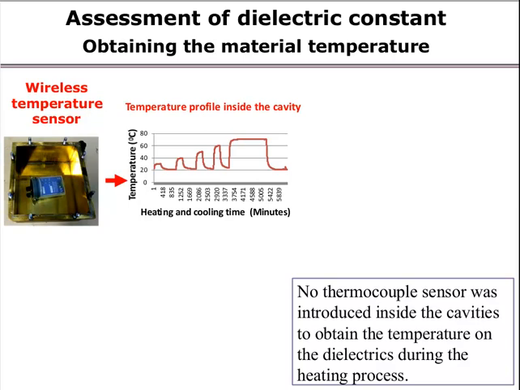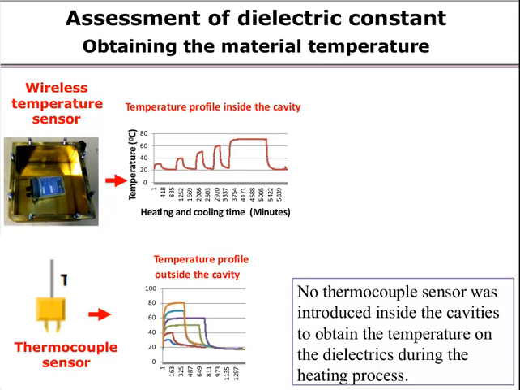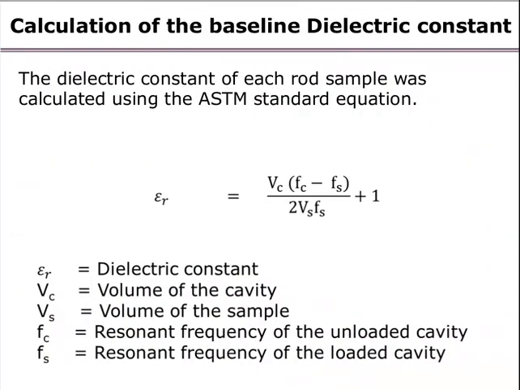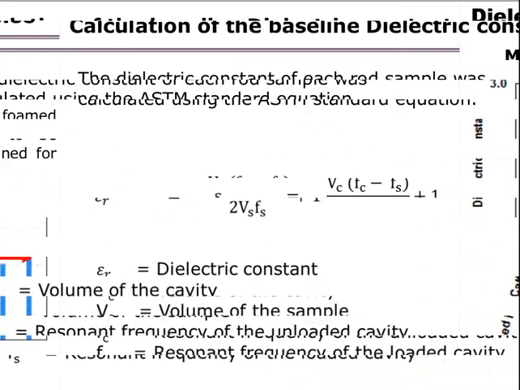We also placed a thermocouple sensor outside the cavity to obtain the temperature distribution outside the cavity. We compared the 2 temperature distributions and we found agreement between the 2 outputs. So we used the temperature obtained outside the cavity for the calculation of the dielectric constants. No thermocouple sensor was placed inside the cavity when the samples were tested in the oven. We calculated the values of the dielectric constant using the standard ASTM equation.